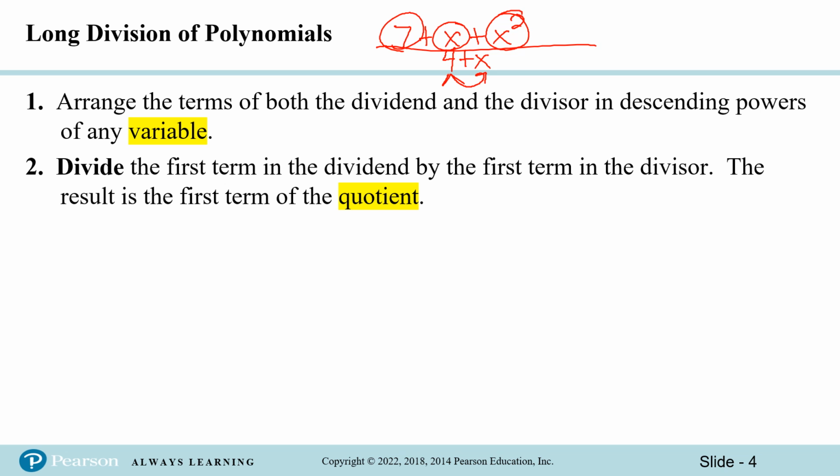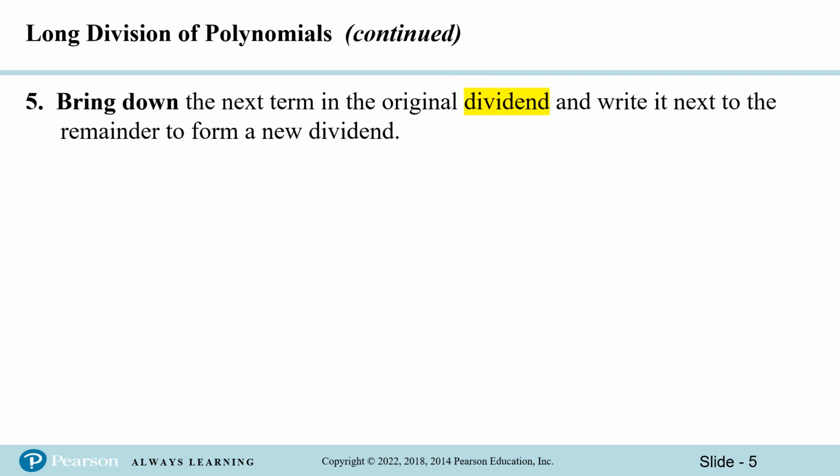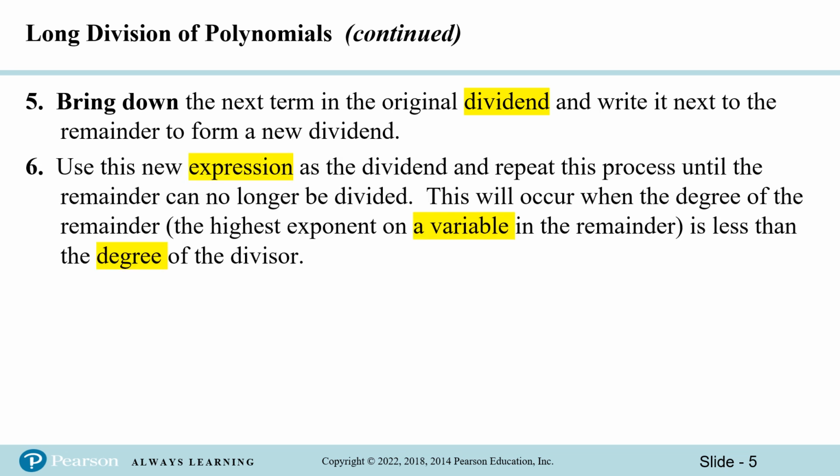This will make a lot more sense when I have an example in front of us, but we're going to divide the first term in the dividend by the first term in the divisor. Again, that will make more sense when I show you an example. Multiply, put it underneath, then you're going to subtract, except I'm going to tell you to not subtract, but actually add the opposite, which is the definition of subtraction. Bring down and repeat.